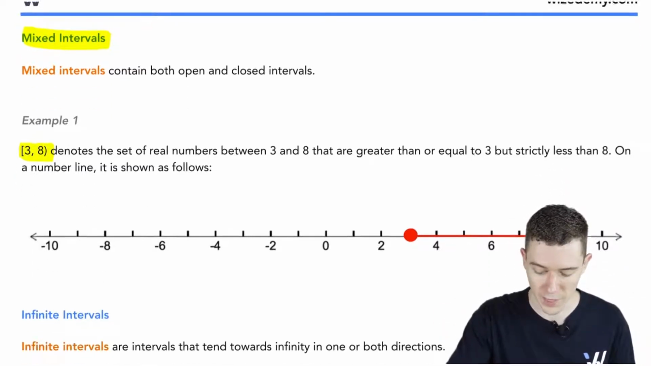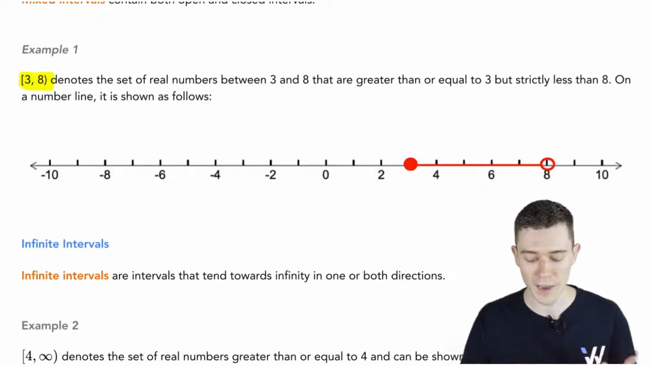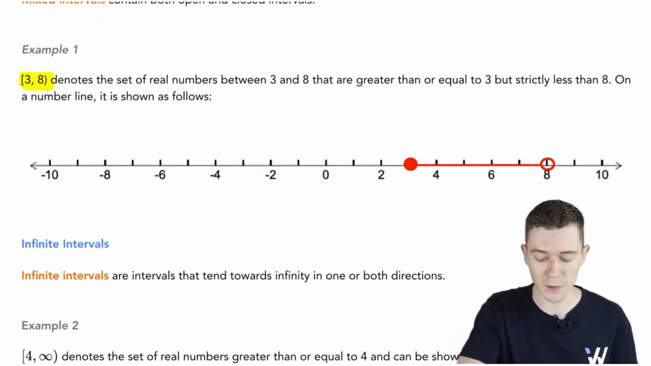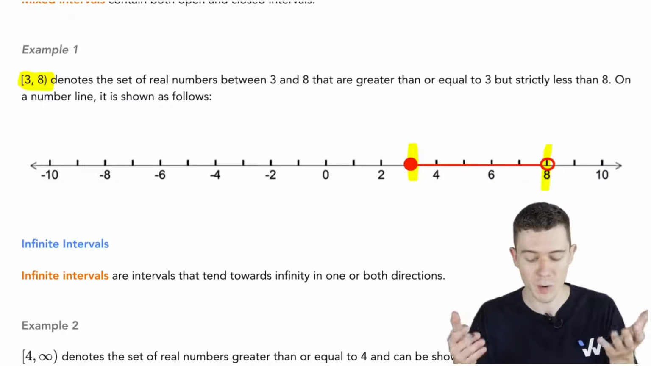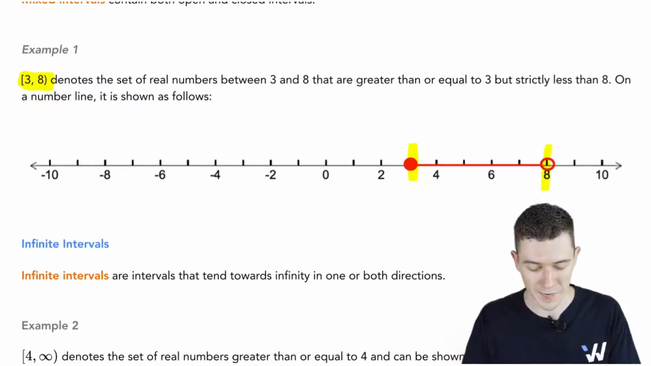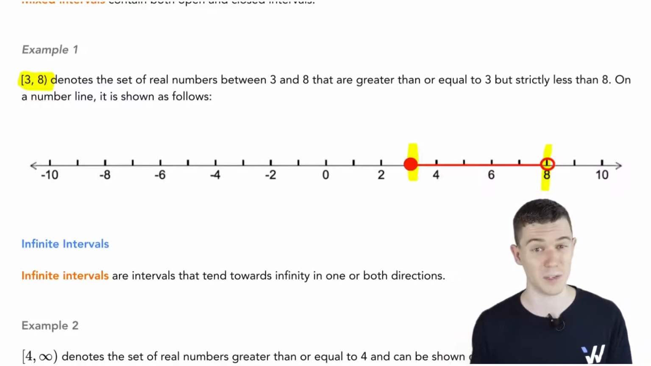On the number line, we have this picture. Notice how in red here, the 3 is a closed circle. It's filled in. We're including that number in our set. And 8 is open. 8 is not in our set. So this represents all the numbers from 3 to 8, including 3, but not including 8.